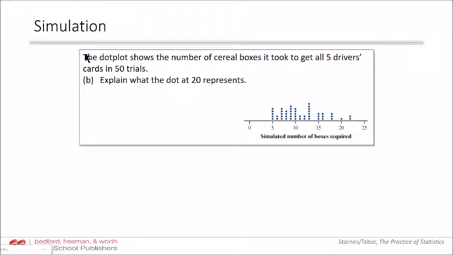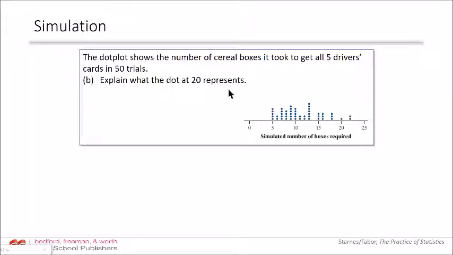So imagine going out and doing that process 50 times. This dot plot shows the number of cereal boxes that it took to get all 5 drivers' cards in 50 trials. So they did that simulation 50 times, right? So the simulated number of boxes required. A couple times, let's count these, 1, 2, 3, 4, 5. There's 5 dots above the 5. So 5 times, our simulation tells us that we would only have to open up 5 boxes of cereal, right?